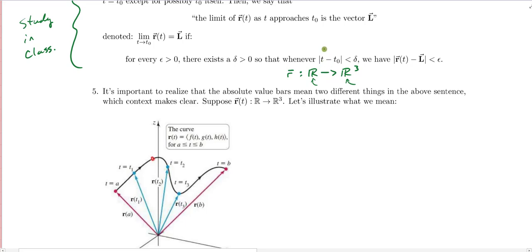So over here, this is the traditional absolute value, which measures distance from the origin on the real number line. So here we have, here's the real number line, here's the t, and maybe here's t naught. So we want the distance between t and t naught to be less than some value delta. That's very different than what we mean by the difference between two vectors, and then we take the magnitude of them. So this absolute value here is a magnitude, referring to the length of the given vector.